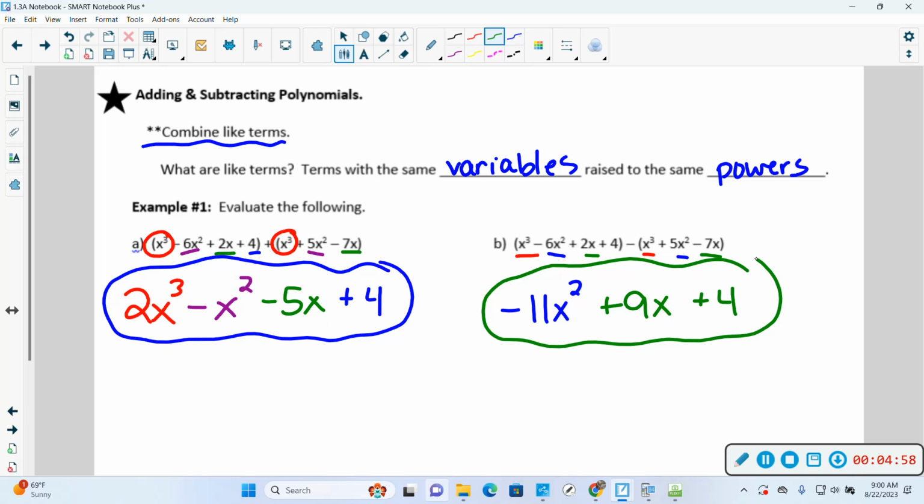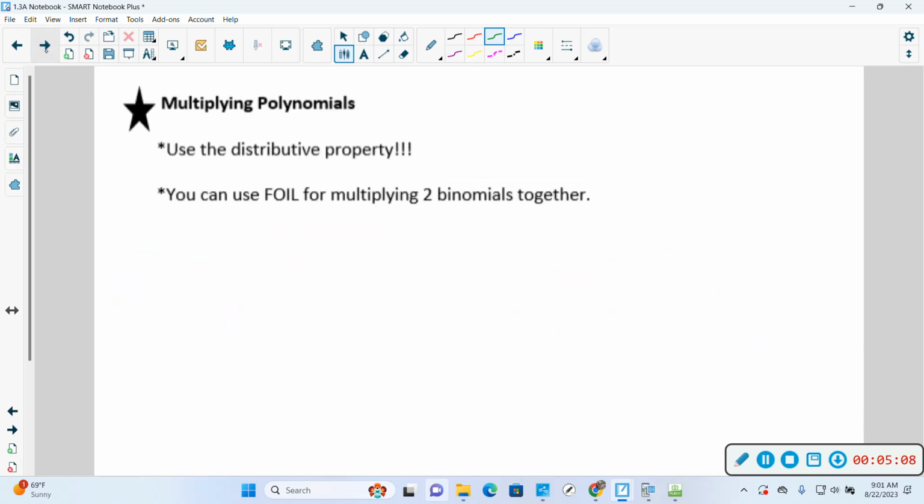So I'm guessing we like adding and subtracting because there's no work really to do for it. Any questions adding, subtracting though? Figure I should do my due diligence and ask. Okay, multiplying. So here we go.